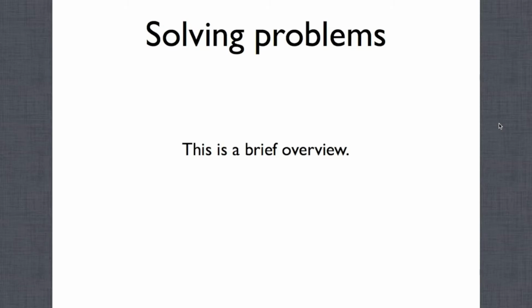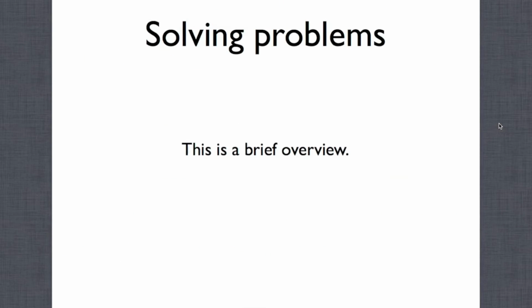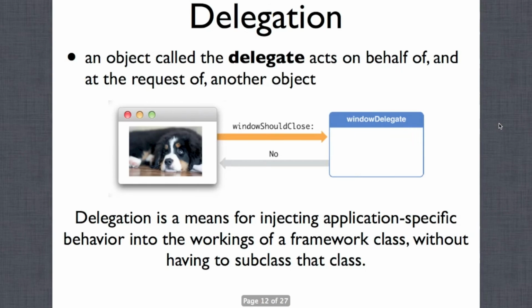There are a few other design patterns and ways to solve common problems that Apple provides us and recommends us to use, and actually uses itself in its own applications. One of the main concepts that we will touch briefly today, as I said, this is a brief overview, so we're just going to go on this quickly, is delegation. And the idea is acting on behalf of another object.